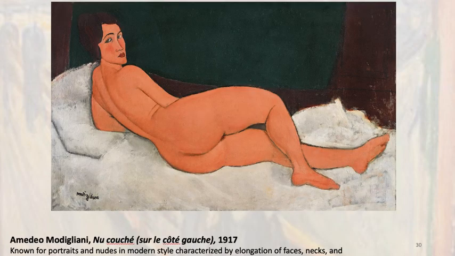Here we see something from Amedeo Modigliani, the Nu couché, the nude resting or sleeping or lying. Modigliani was known for portraits and nudes in a modern style characterized by elongation of faces, necks, and figures. But it was not well received during his lifetime. So there you have just another version of what's going on in this modern period. We're moving into the early 1900s.